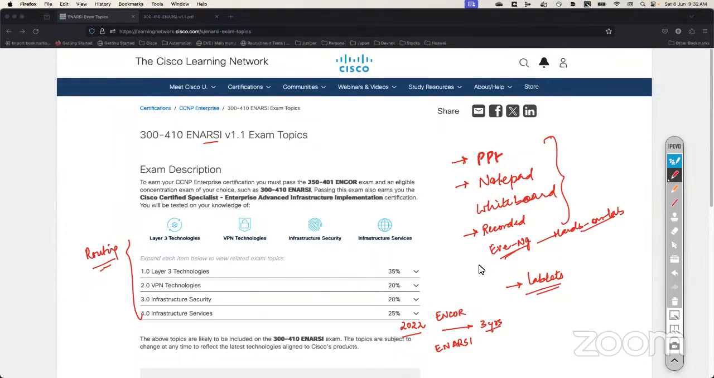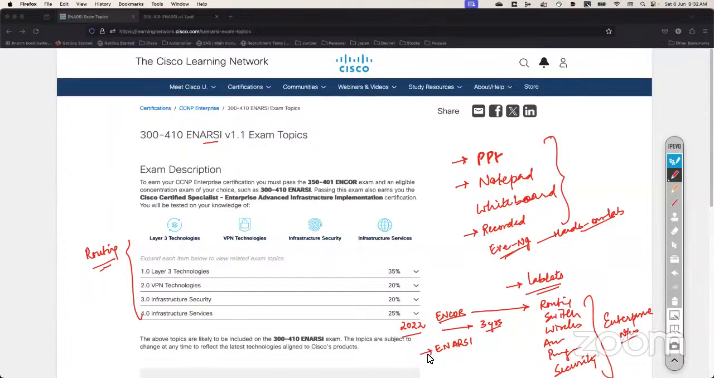Hello, sir. Yes, I have one question regarding what is the difference between NRC and ENCOR course? ENCOR, if you see the syllabus, talks about all the enterprise technology, may it be routing, switching, or wireless. Some things around automation, programmability, and security. So all these are covered. These are things that are used in enterprise networks, but it is telling you at a very high level.